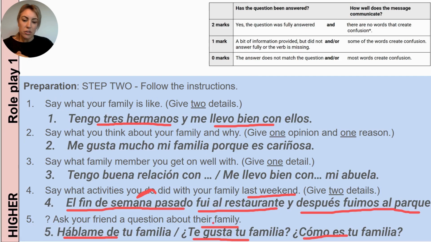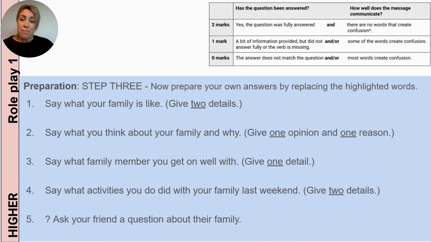So ask your friend a question about their family. What you want to say is, oh, what's your family like? Or do you like your family? So that's why we have to say tu familia, tu familia, tu familia. Well, this is my preparation, but what about you? What about your preparation? Now, step 3, you are going to prepare your own answers by replacing the highlighted words, or you can make your own if you want, okay?